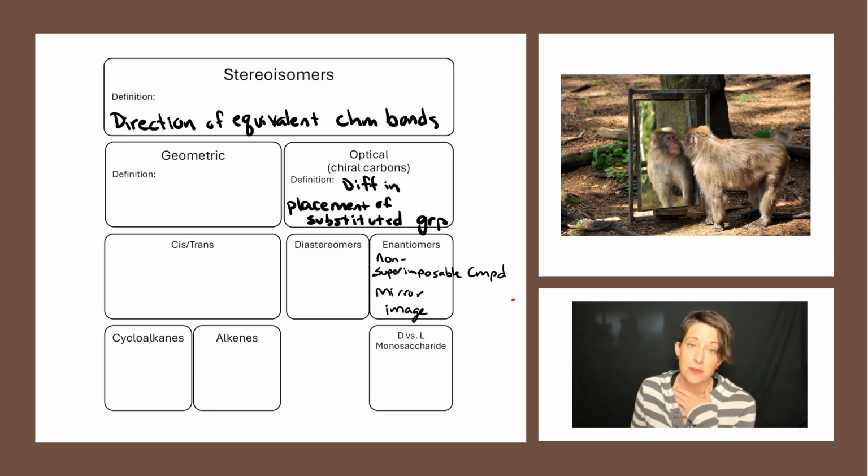That means two compounds that are optical isomers. That means they have the same groups on their chiral carbons, and they are a mirror image. But we need to be able to differentiate between those two isomers. For our monosaccharides, we use the designation D or L in front of the monosaccharide name. The D and L are the direction of a hydroxyl group on a chiral carbon, most specifically, the last chiral carbon.